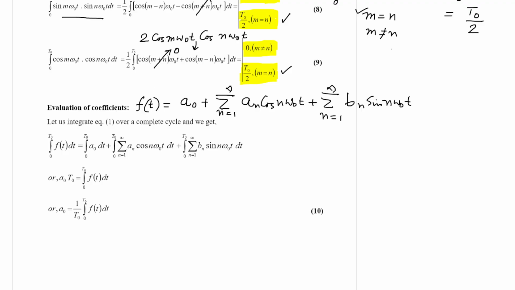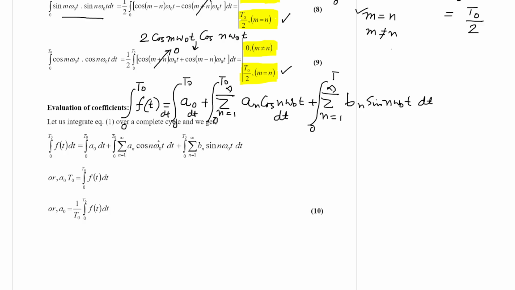So we have 4 terms. On the left hand side we have 1 term and on the right hand side we have 3 terms. Let us integrate each term over a complete cycle, 0 to T0. We integrate 0 to T0 of A0 dt, then 0 to T0 of an cos n omega naught t dt, and finally 0 to T0 of this sine term dt. That is exactly what is written in this expression.